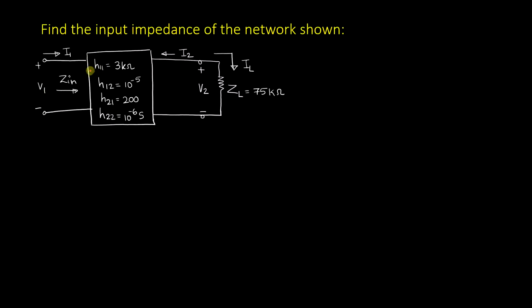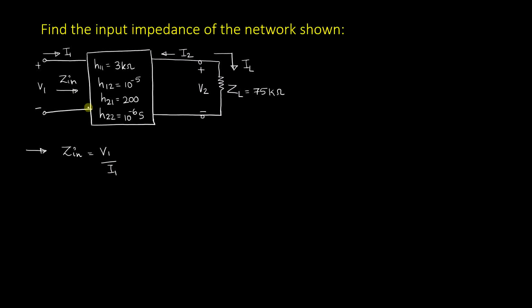You can see that the H parameters are specified here: H11, H12, H21, H22, and they have also shown the direction of the input current and the output current, I1 and I2, and they have specified the load that is being connected, which is indicated as ZL here, to be equal to 75 kilo ohms. To compute Zin, this Zin will be computed as the input voltage, that is V1 divided by I1.